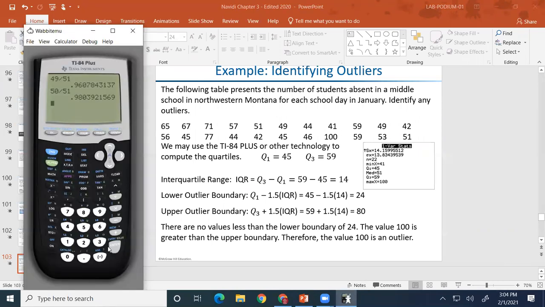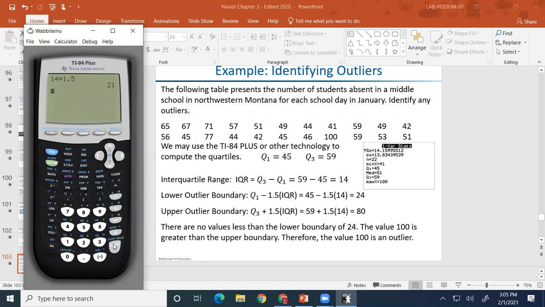Let me make sure. All right. 14 times 1.5 is 21. So what we're going to do is subtract 21 from 45. That's 24. That's where we get that. And then Q3 plus that same value. So that's 80.